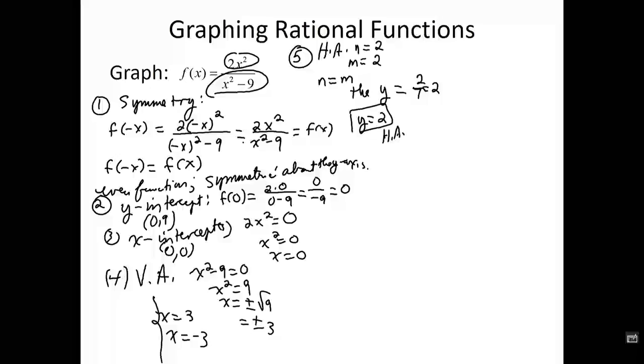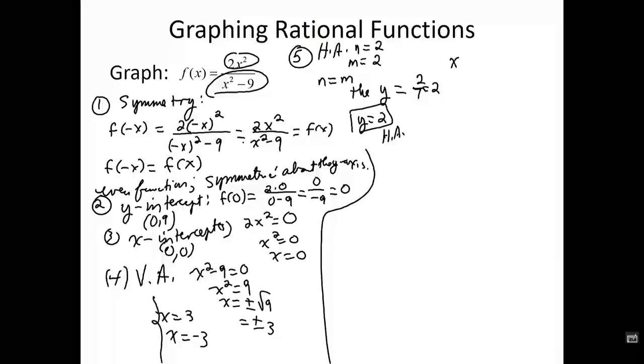Now the only other thing we might want to do is to plot at least one point between the x-intercept and the vertical asymptote, and also beyond the x-intercept and the vertical asymptote. So let's choose a couple of points just for checkpoints, additional points on the graph.